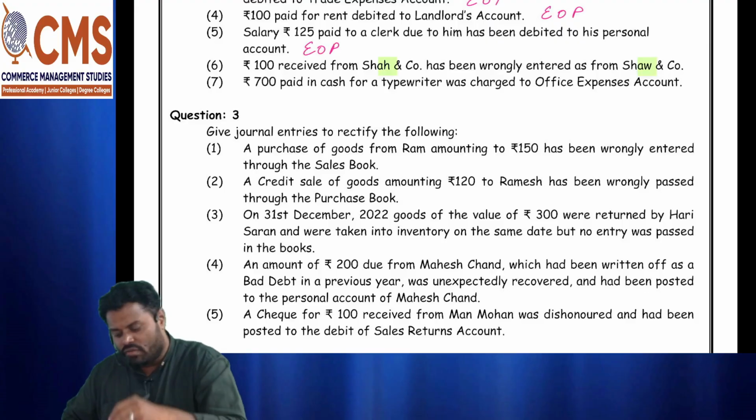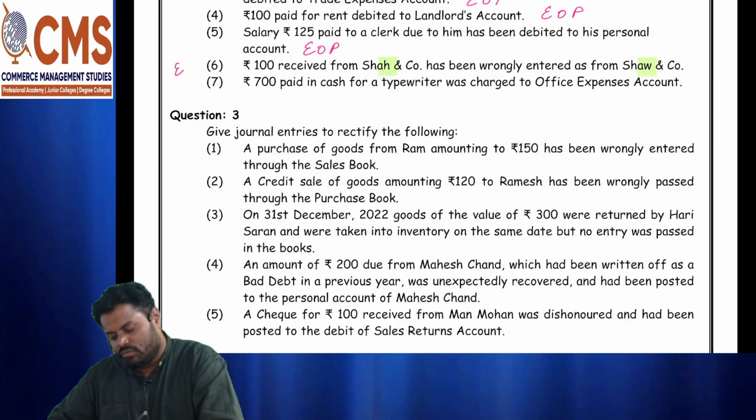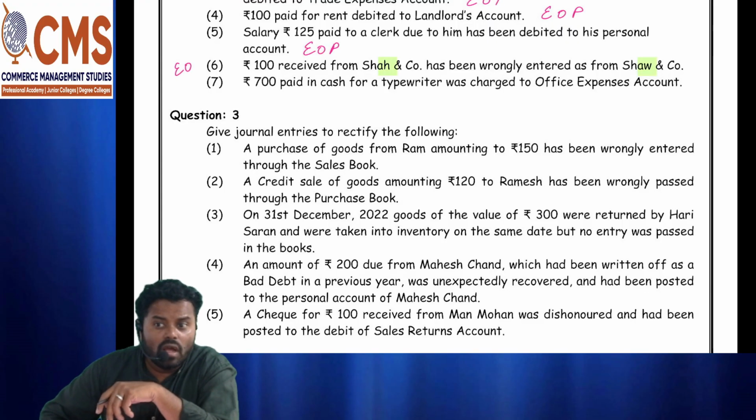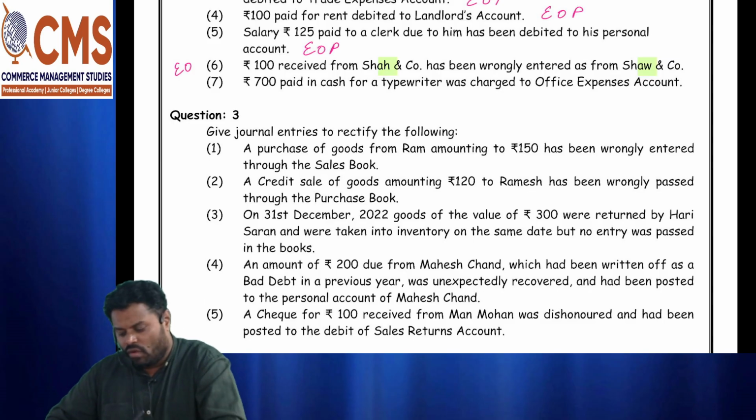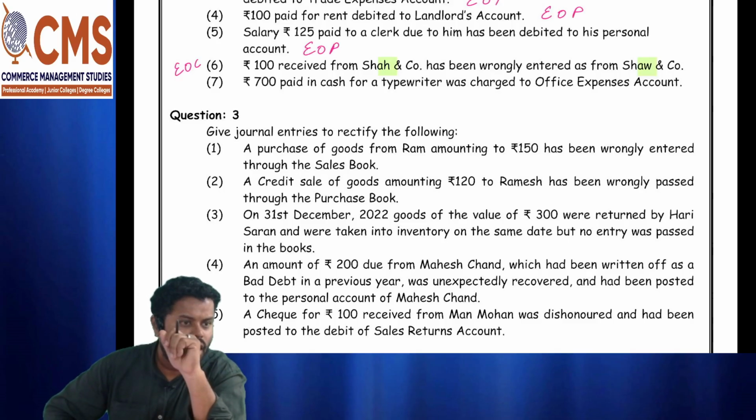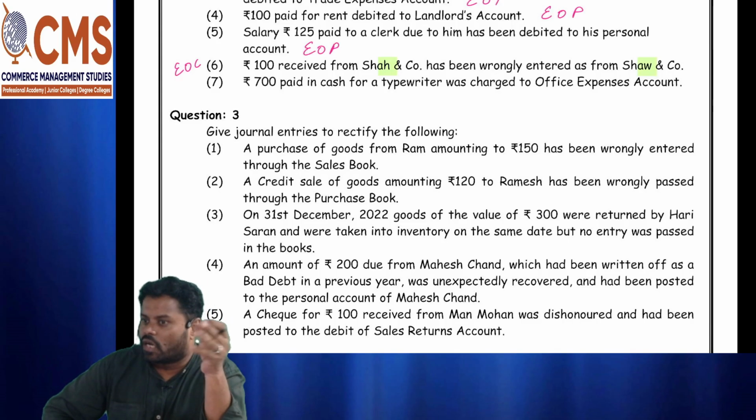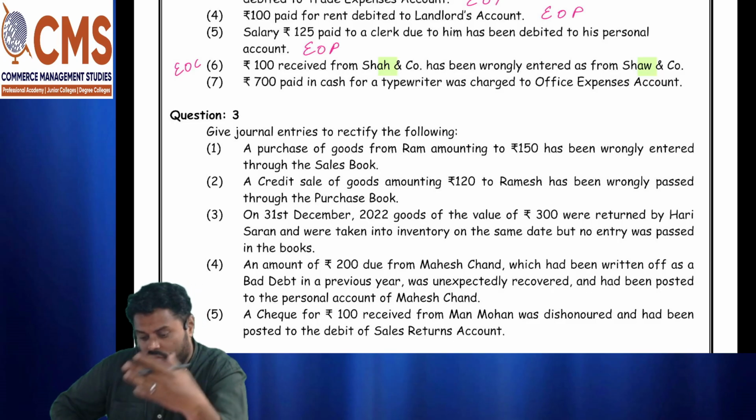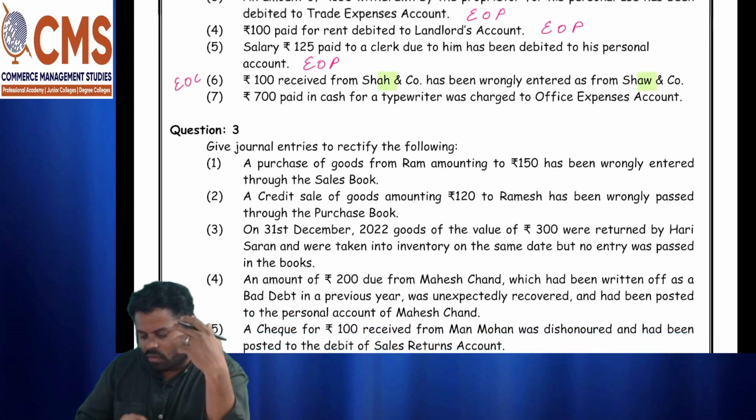So what is the nature of error? Error of commission. You wrote that in the wrong party's account. The account is wrong. Side is correct, amount is correct, but the very account itself is wrong. So after all, error of principles, one thing, right?